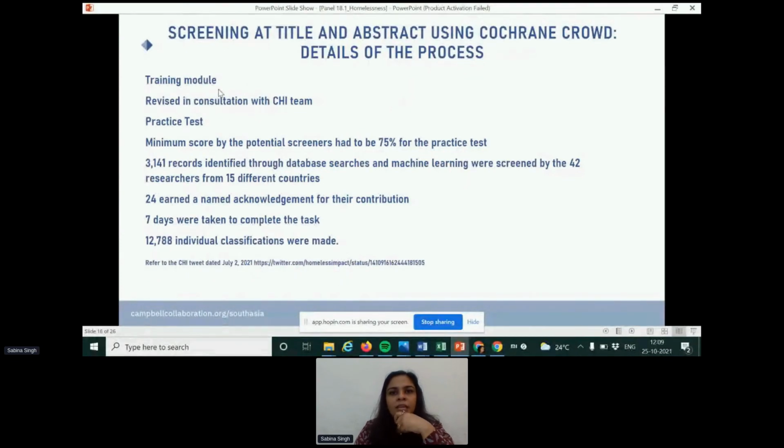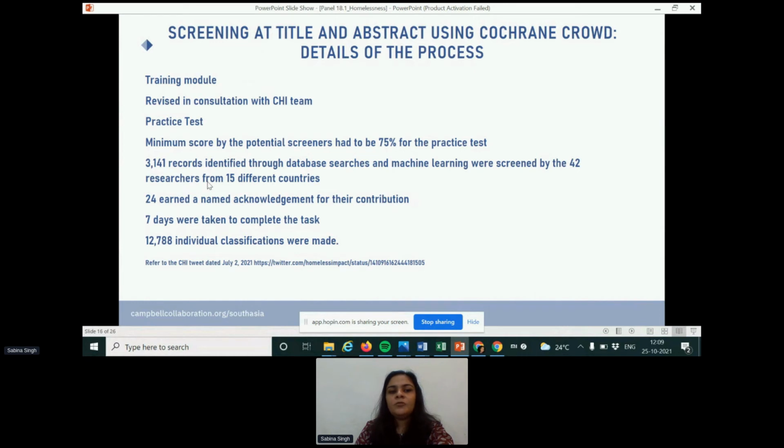So we first made a training module, which was brief yet exhaustive, covering all the aspects of interventions, outcomes, population and study design. That is the PIOS framework that we used for this particular map. It was mandatory for the potential screeners to go through the module and then practice with a practice exercise that we had made for this task. They had to score 75% to be eligible to screen and access the task that was available. And the training module was revised in consultation with the CHI team.